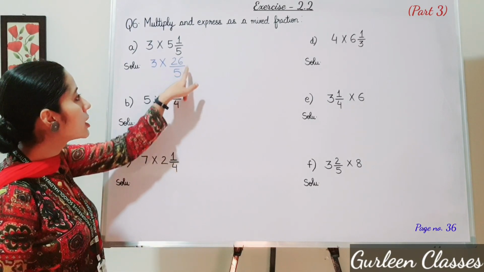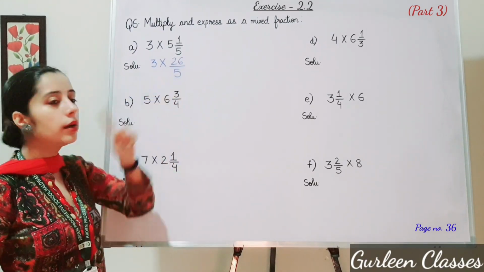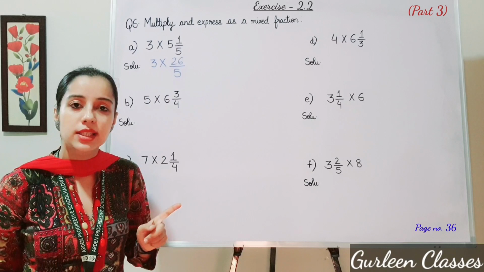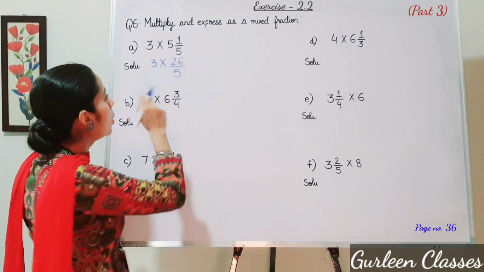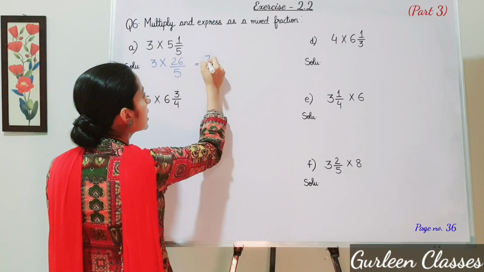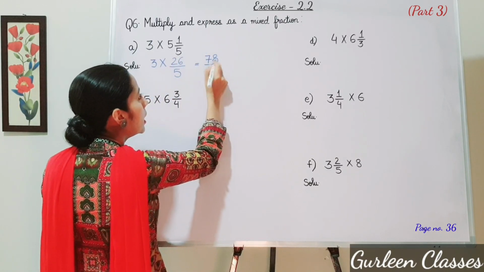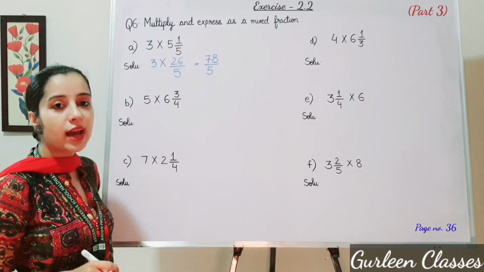Check here, first numerator denominator, no. Then this numerator denominator, no. They cannot be cut into lowest term. Now we will multiply the numerators. So 6 3s are 18, 3 2s are 6 plus 1, 7. 78 upon 5. Now convert this into mixed fraction.